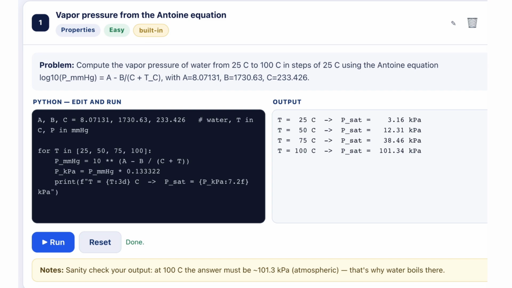As I am taking water, at 100 degrees centigrade the water will boil. Obviously that pressure must be 101.3 kilopascal, or atmospheric pressure.